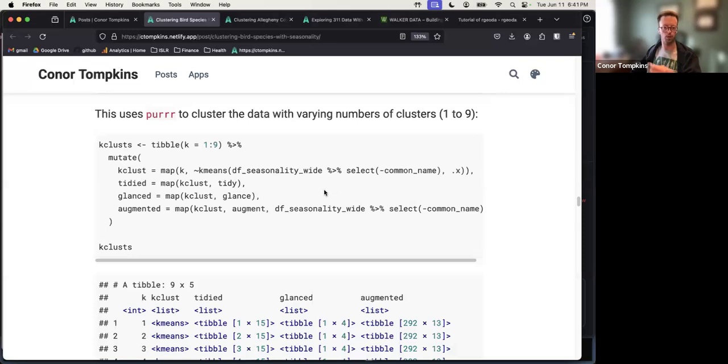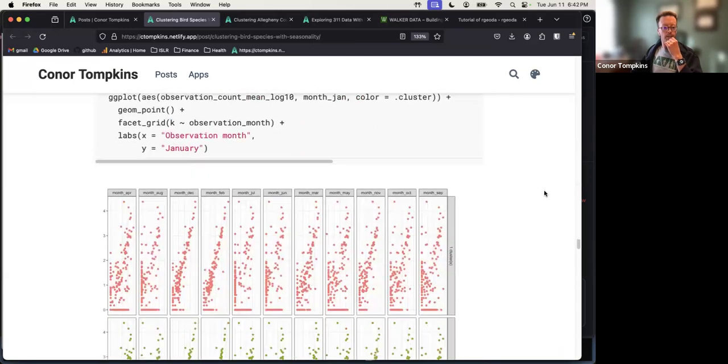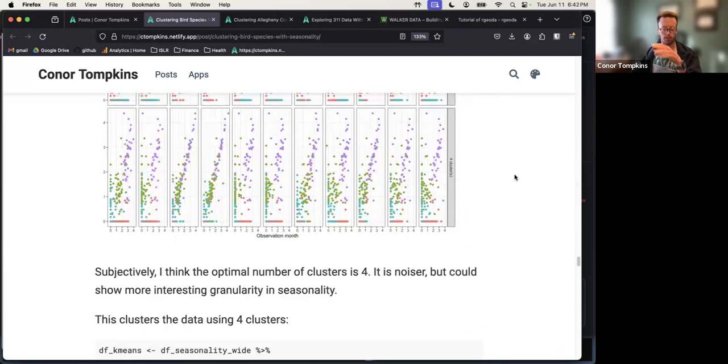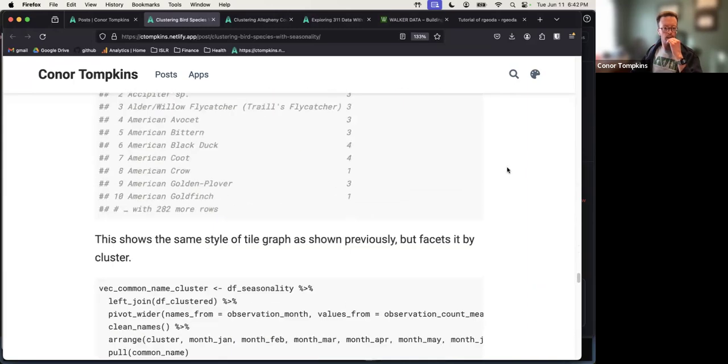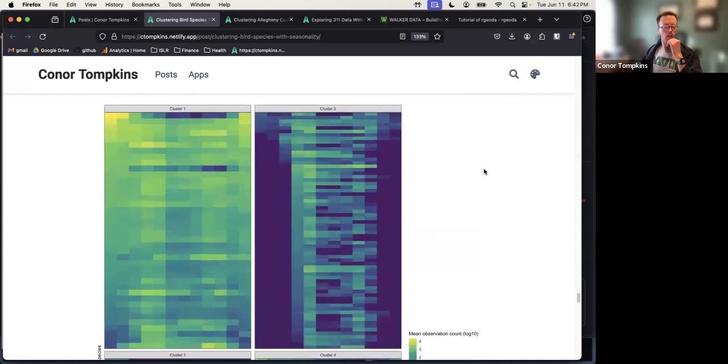I used some tidyverse code to test out the number of appropriate clusters, and did the discrete plot there. And again, did some more testing. I went with four clusters at the end of it.